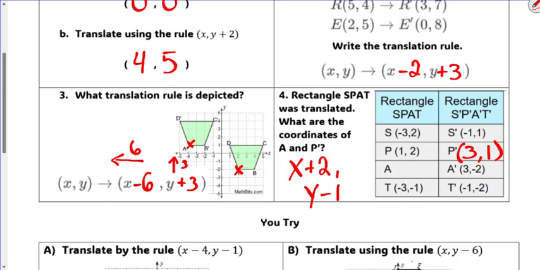For a, I'm working backwards. So I'm given a prime. I'm given the new point. And I want to think about how did I get there? So I added 2 to the x to get to 3. That must have started out as 1, because 1 plus 2 is 3. To get down to negative 2, I took away 1. It must have started at negative 1, because negative 1 minus 1 gets us down to negative 2.